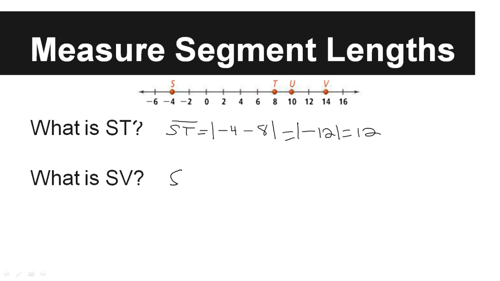For SV, same thing. So SV is going to be equal to the absolute value of -4 minus 14. And when we do that, we get the absolute value of -18, which turns positive to 18.